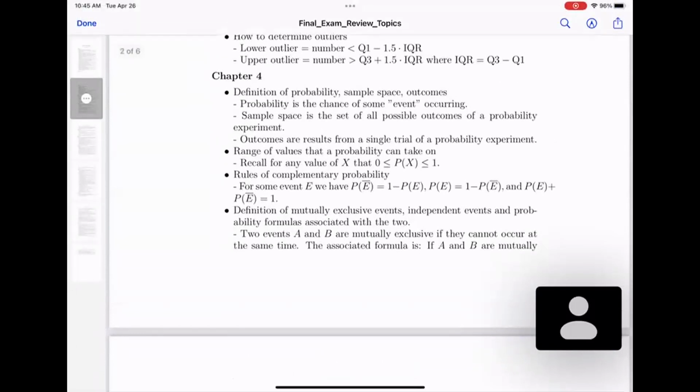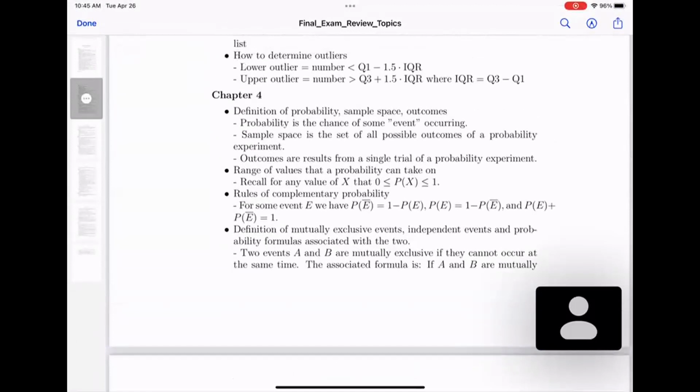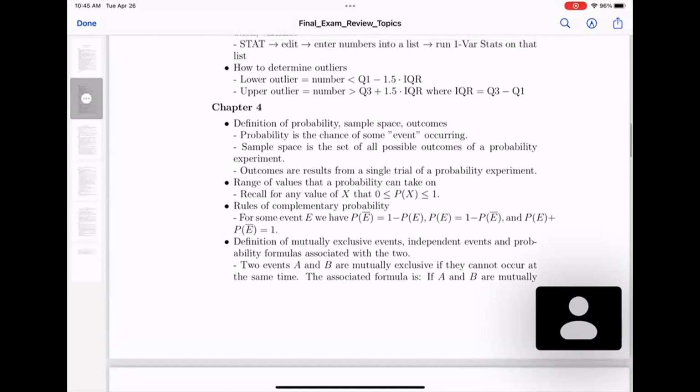So we started out by talking about the definition of probability. In general, it's just the chance of some event occurring. So you could ask, what's the probability that you pass the final exam? Hopefully it's pretty high. Then we talked about the sample space. Know that it's the collection of all possible outcomes of a probability experiment. So if I give you some situation and ask, what is the sample space? You should be able to identify what it is.